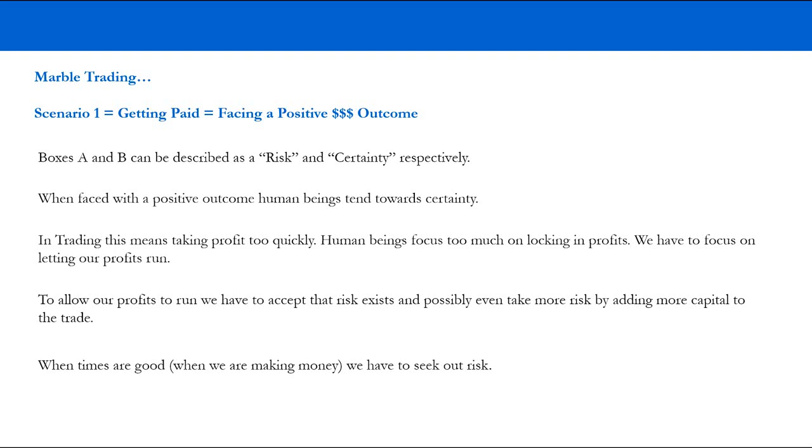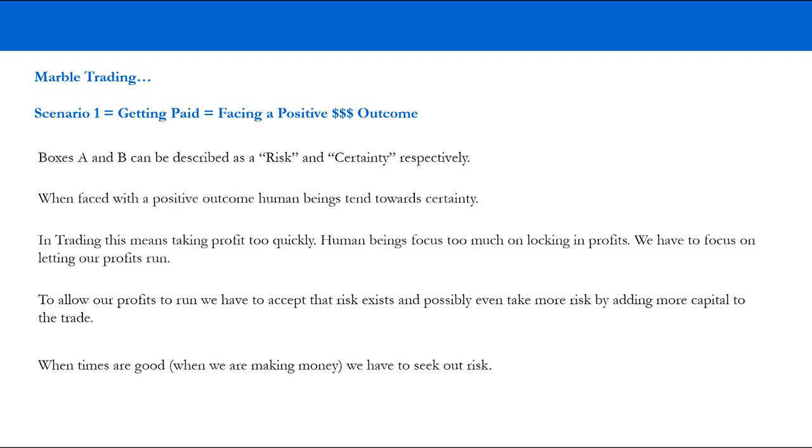And to allow our profits to run, we have to just accept the risks and accept that risk exists, and possibly even take more risk by adding more capital to the trade. So when times are good, on positions when we're making money, we actually have to seek out risk. We have to look to take more risk, or at least, as a minimum, run the position.